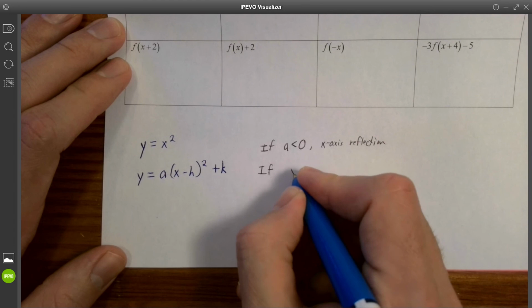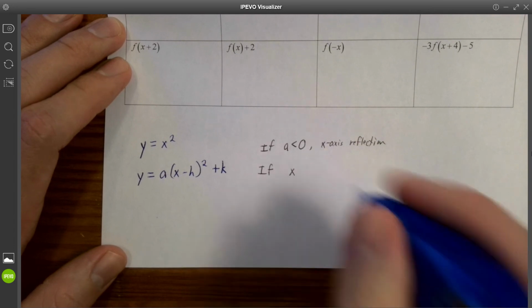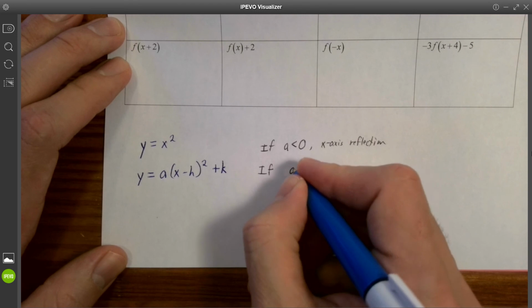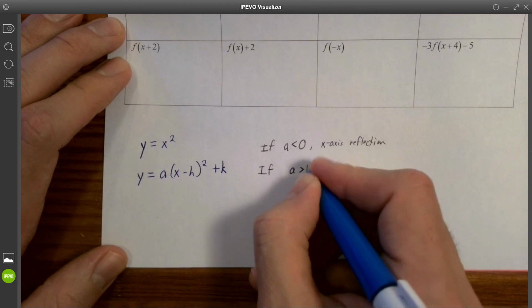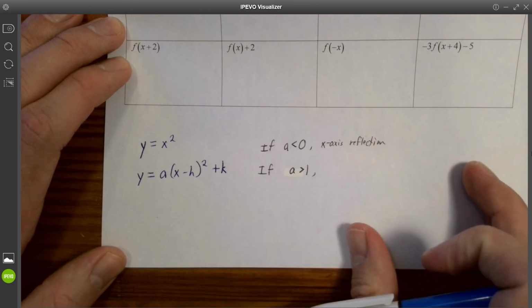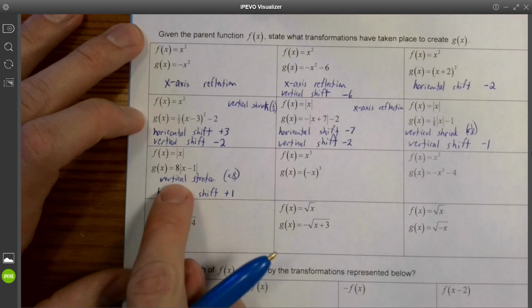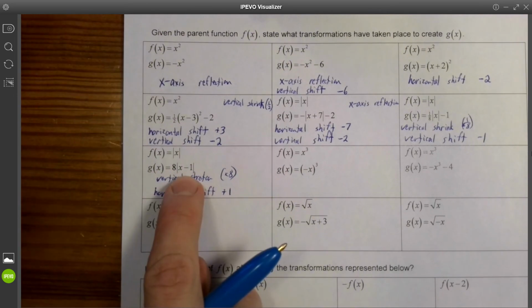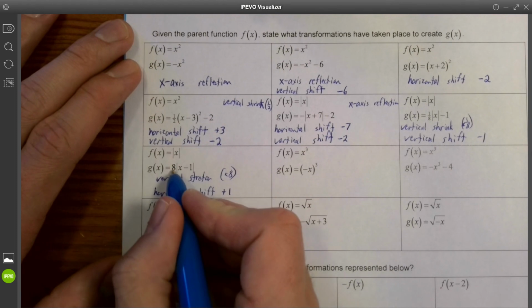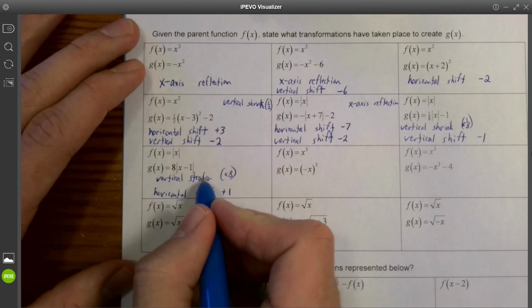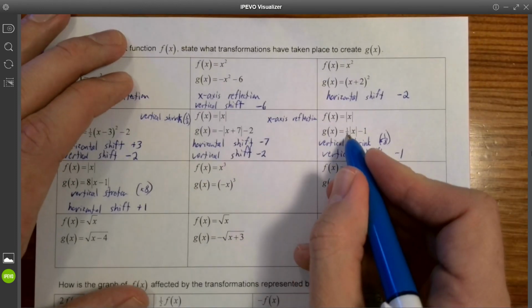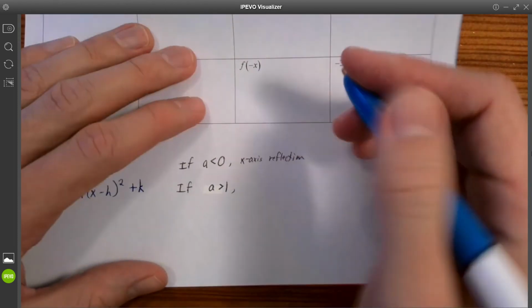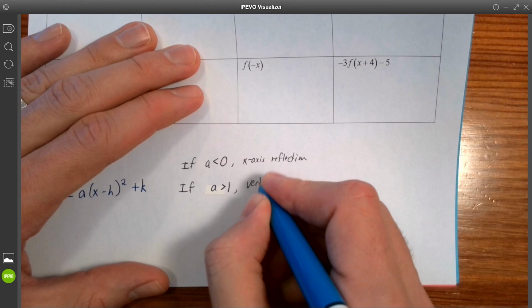If a is, whoa, that's an x. Now, I'm going to write something down that's wrong, but we'll fix it. So if a is greater than 1, then I have a stretch. See, like a is greater, that's like an a. Now, I know this is absolute value, and the one at the bottom is squared, but it's the same idea. So if a was 8, then it's stretched. But if it's 1/8, then it shrank, right? Okay, so we're going to say that if a is bigger than 1, then it's a vertical stretch.